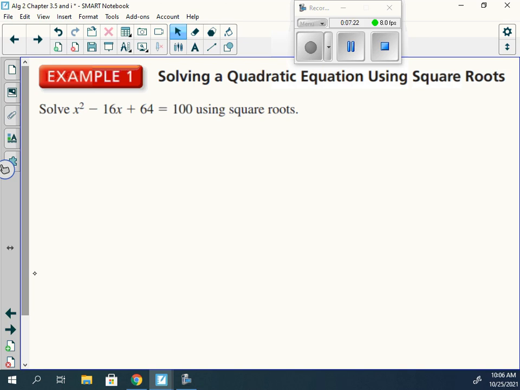Solve x squared minus 16x plus 64 is equal to 100. This one here is a little bit special. We're going to cover one of these here. We'll see 2 of them on the assignment, but there's another way that we can do these. And it's dealing with the fact of what x squared minus 16x plus 64 is.